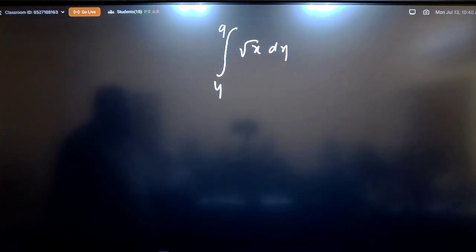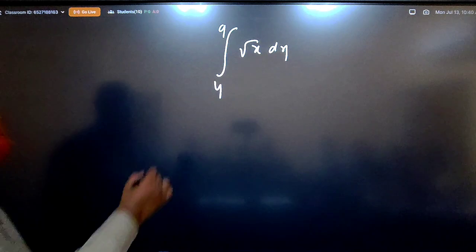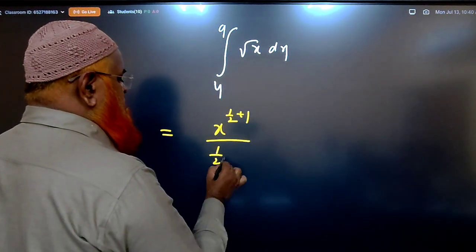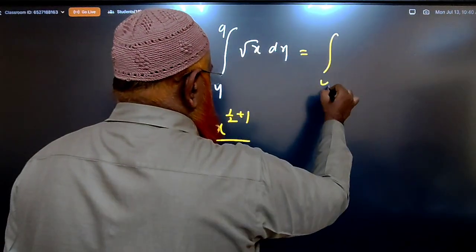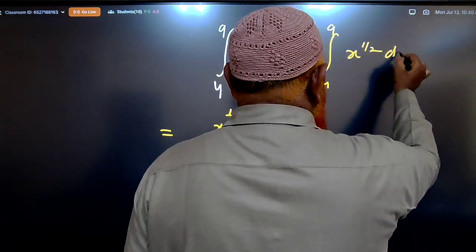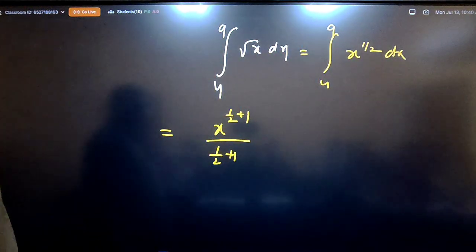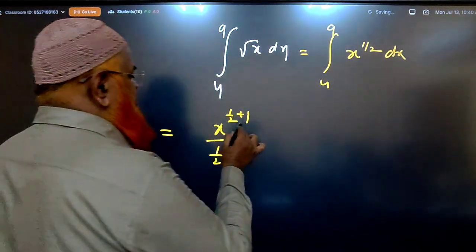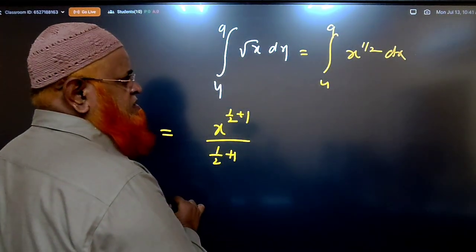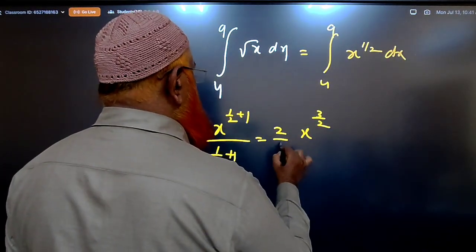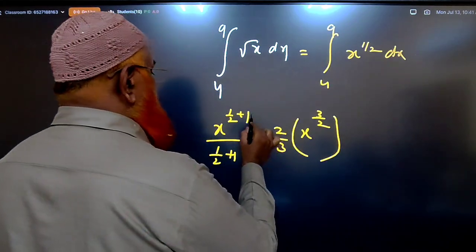Okay, so how do you write this one? Root x dx. This can be taken as x power of 1 by 2, because root x can also be taken as x power of 1 by 2 into dx. Root x is nothing but x power 1 by 2. So you write 1 plus half, plus 1 by half plus 1. That's it. After that you will just write x power of 3 by 2, this is 2 by 3, and you have to use the limits here.